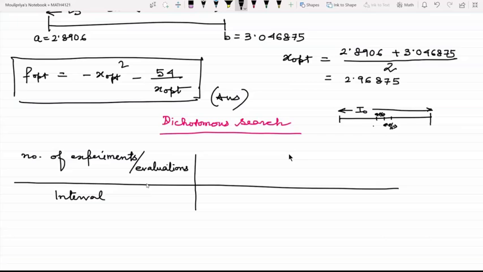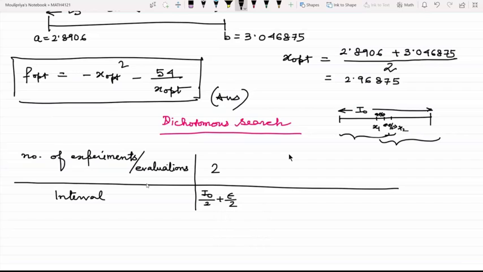এবারে দেখ, একটা আইটারেশনের পরে your interval length would be I0 by 2 plus epsilon by 2, ঠিক তো? Because after one iteration or two experiments, either we are choosing this interval or we are choosing this interval. Are we okay with this?